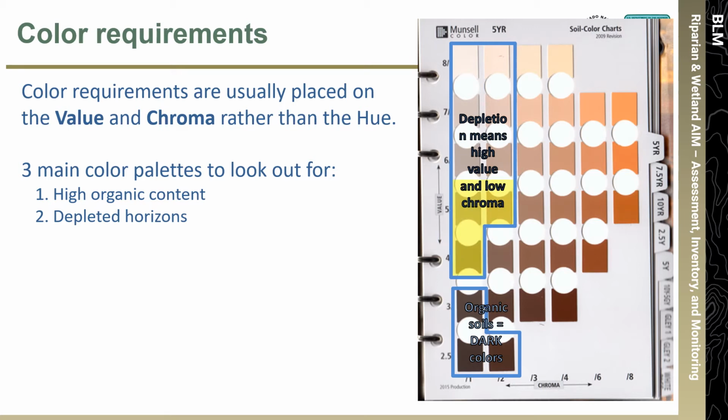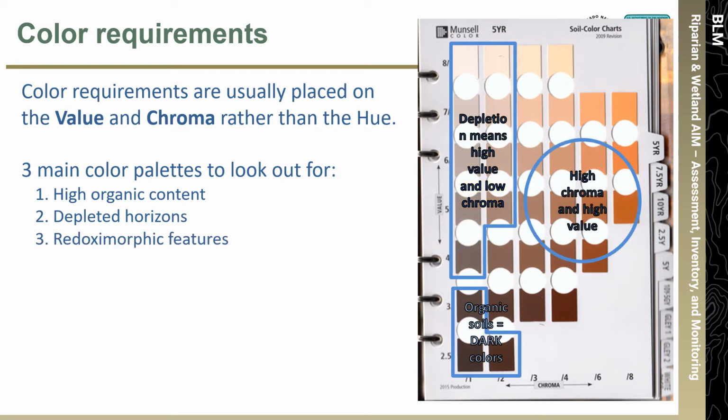For some indicators, borderline colors for depletions may also have a percent requirement for redoxymorphic features seen within the horizon. Finally, the third main requirement are colors associated with redox features. For iron oxides, these show up as orange and red with high value and high chroma. But redox depletions can also have blue, green, or gray colors called gleying. These colors are found within their own Gleyed pages.